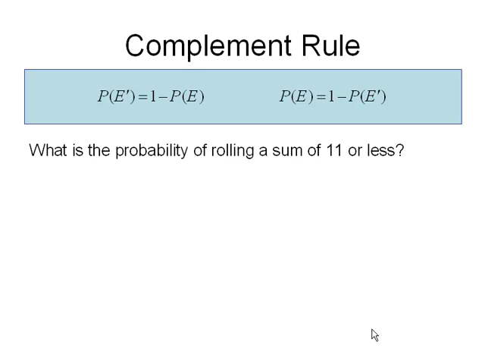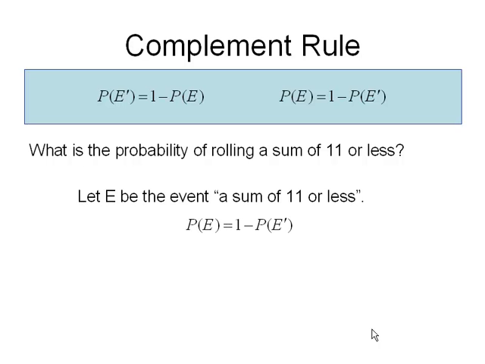So this is going to be useful when we try and find what is the probability of rolling a sum of 11 or less. Let's start by letting E be the event, a sum of 11 or less. And now we're going to take advantage of our complement rule. So the probability of E, a sum of 11 or less, is going to be equal to 1 minus P of the complement of E.